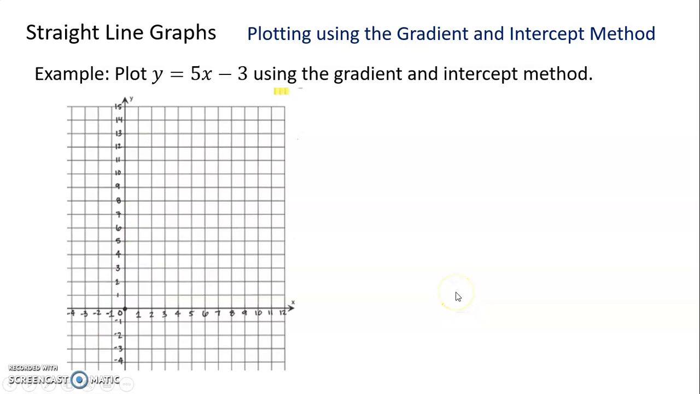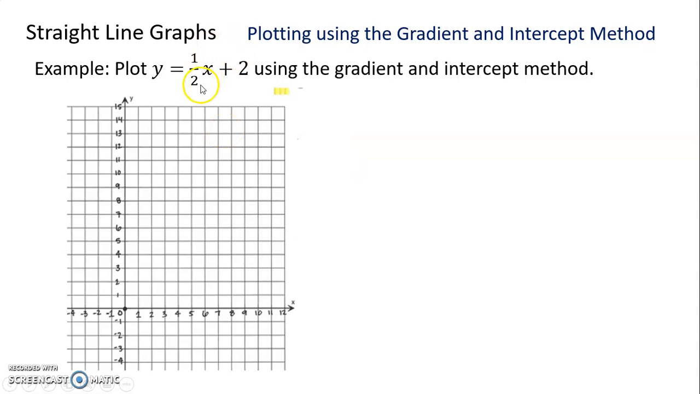Here's another one for you. Pause the video and give this one a go. Okay, so the intercept here is -3, so we're going to plot a point at -3, and the gradient is 5. So along 1, up 1, 2, 3, 4, 5, and again, and then we can join those up to make a nice straight line.